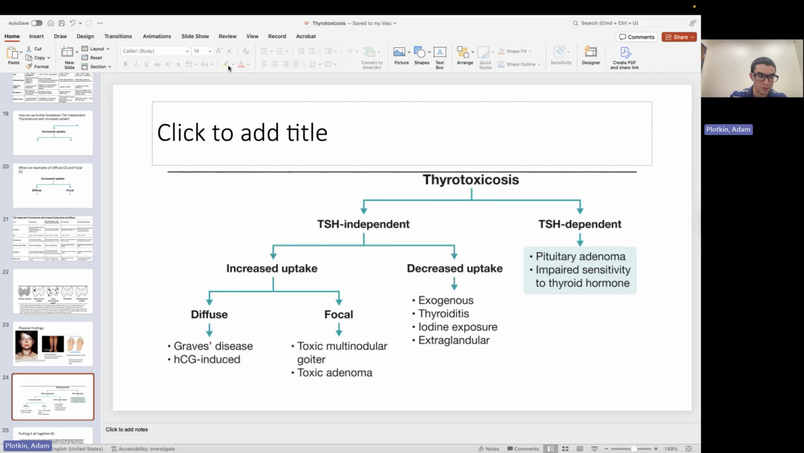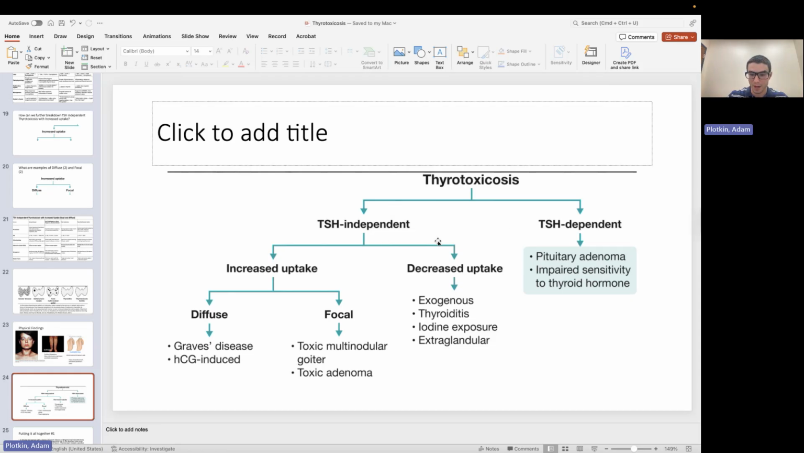So again, let's do our schema one more time. We have thyrotoxicosis. If it's TSH dependent, meaning the TSH is either elevated or abnormally normal, because my T4 and T3 are sky high, it should normally shut down TSH. So the fact that it's normal is abnormal. We're thinking about a pituitary adenoma or impaired sensitivity to thyroid hormone. If my TSH is low in the setting of high T4, T3, I can think about it in terms of increased uptake or decreased uptake. So if I see high T4, T3 and low TSH, my next step could be a radioactive iodine uptake to help me tell the difference.